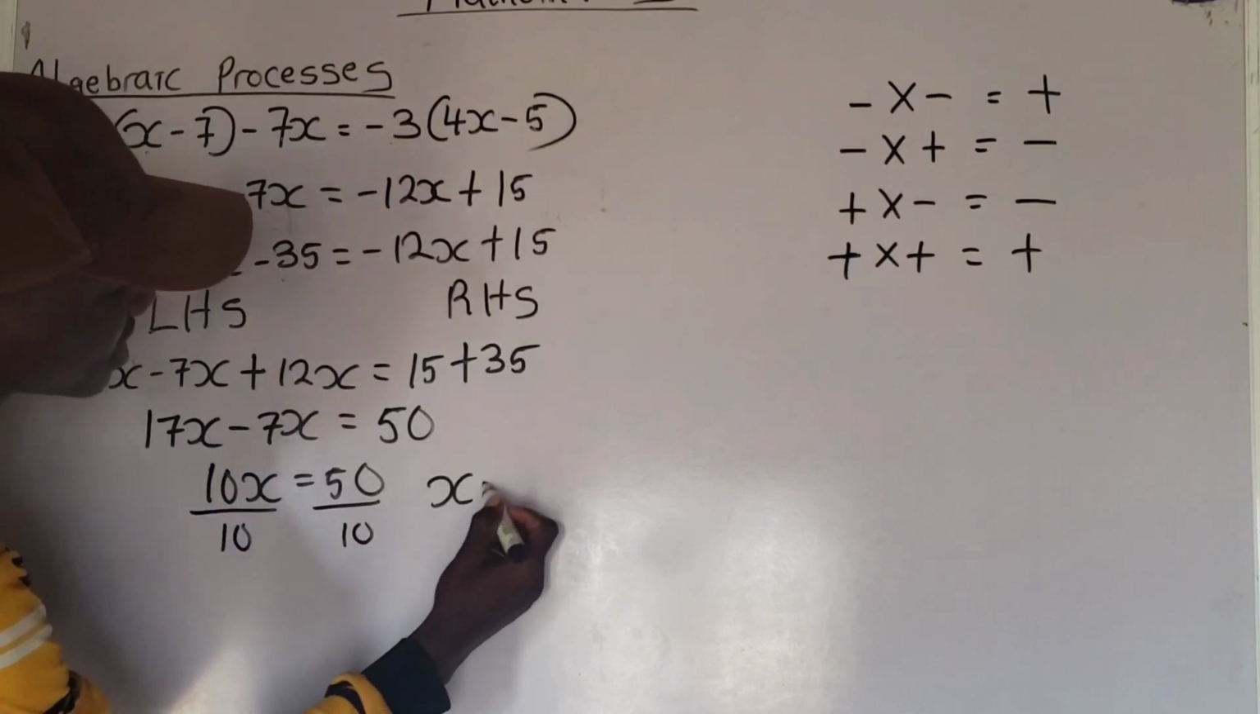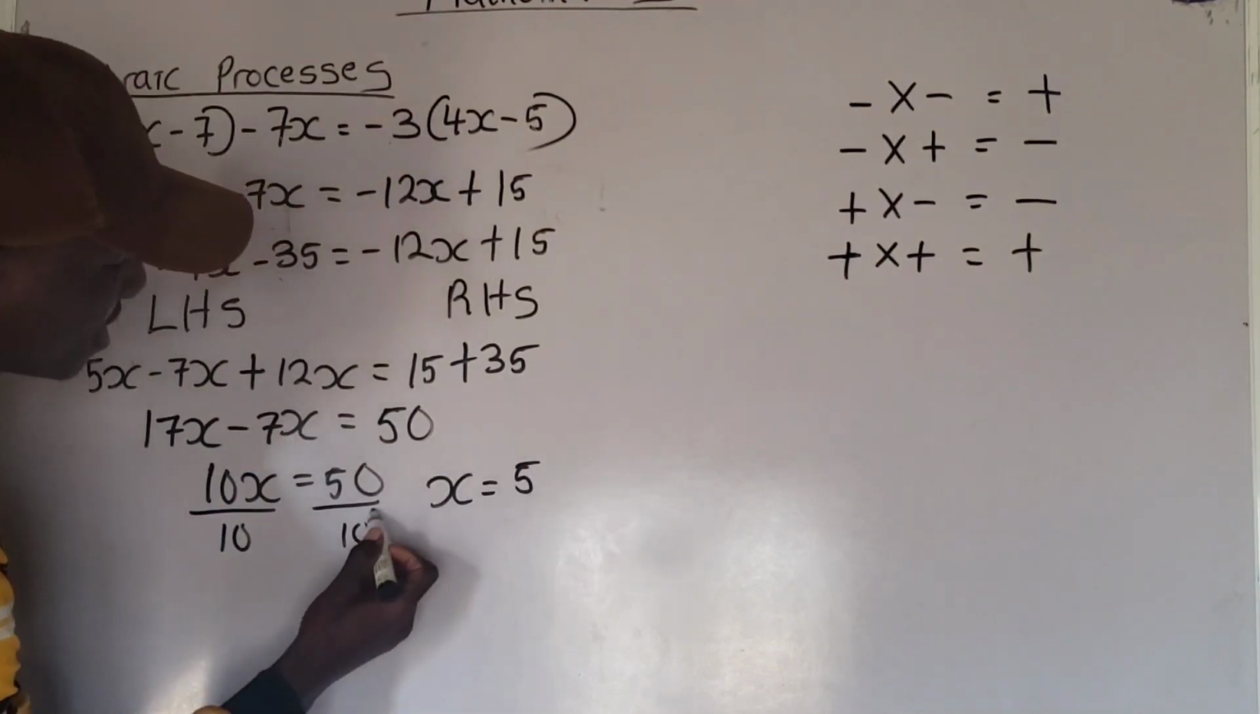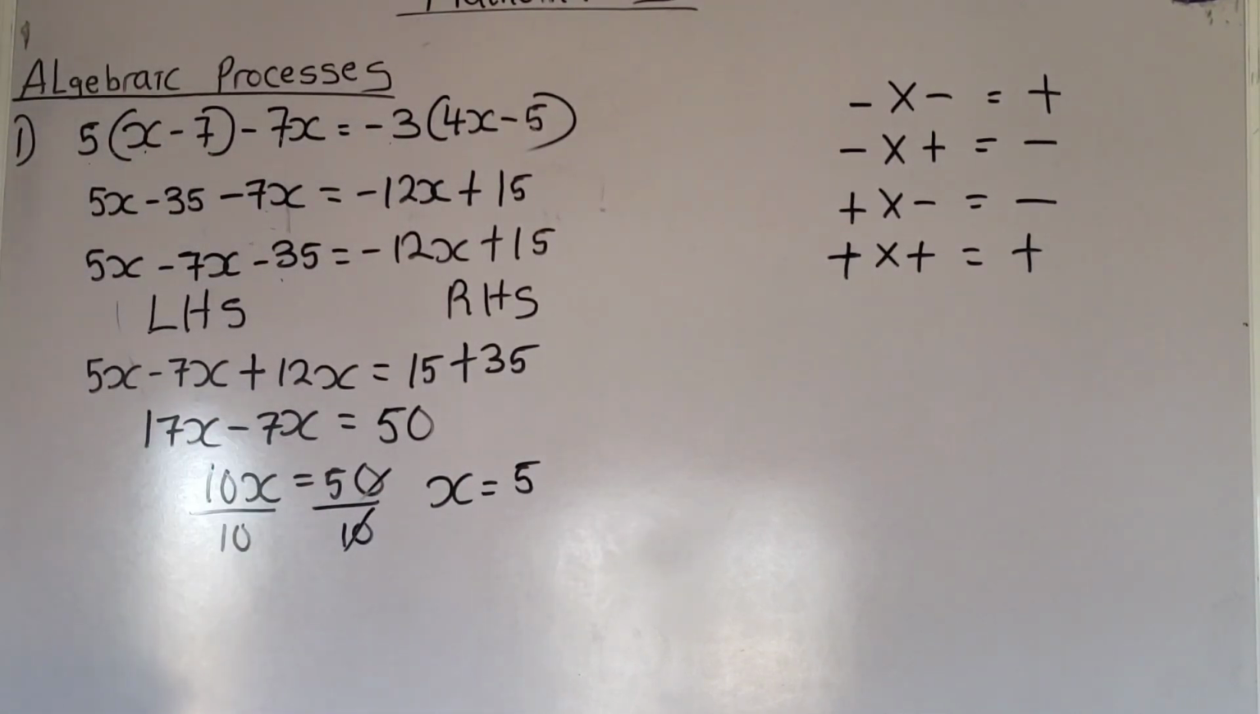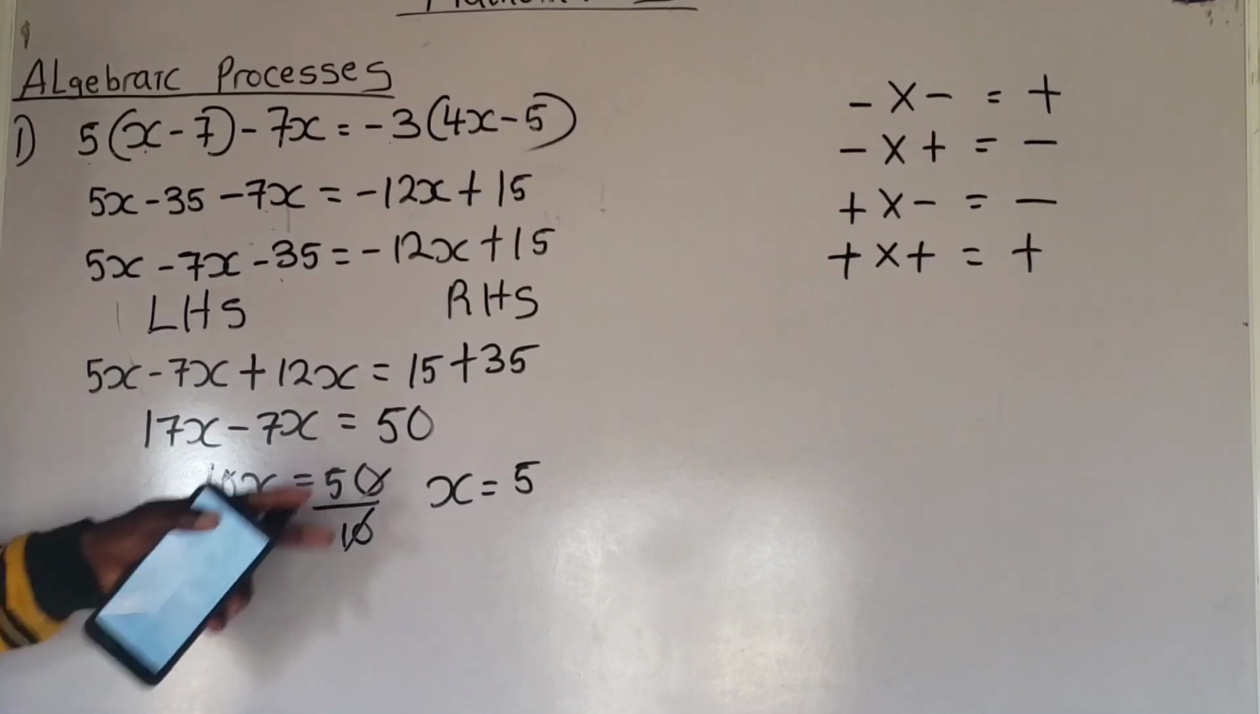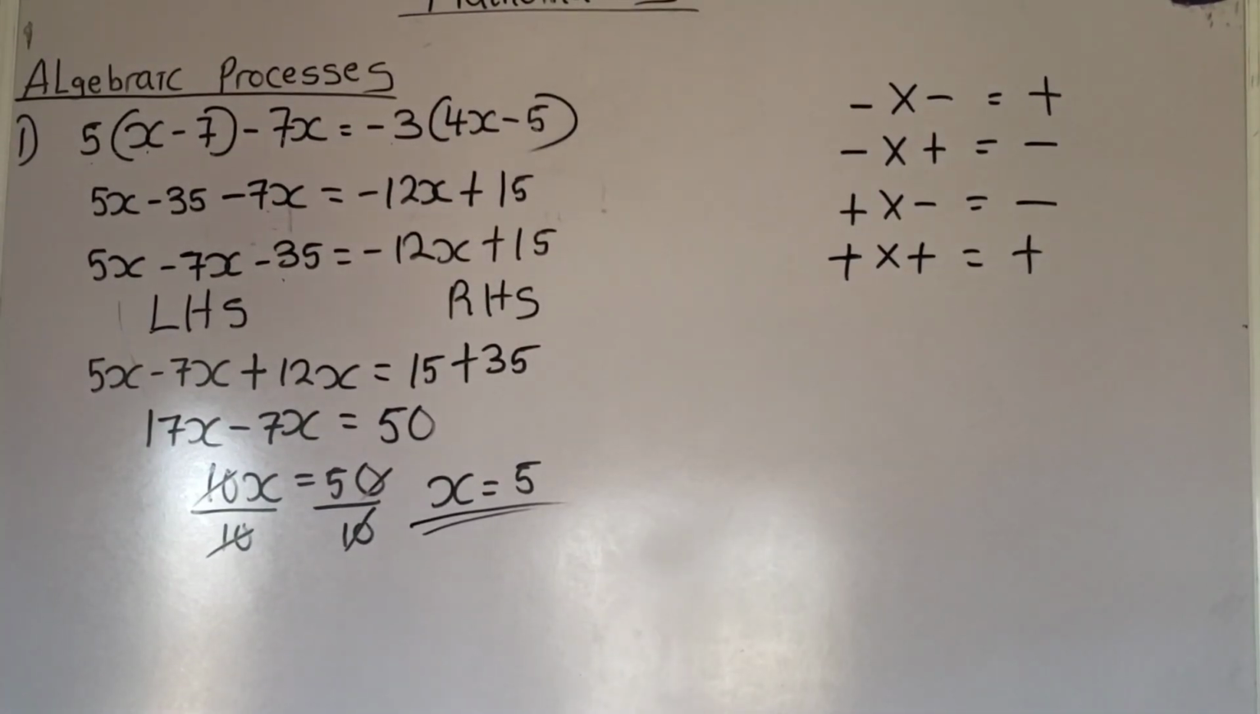So I'm going to have x is equals to what? 5. Okay, this will cancel this. So I'm left with what? 5. X is equals to 5. So that is the solution to the question.